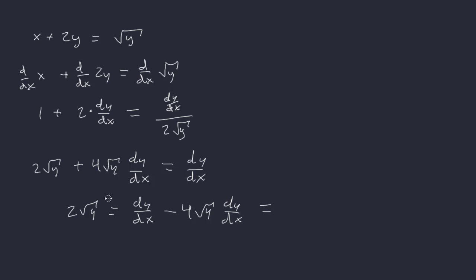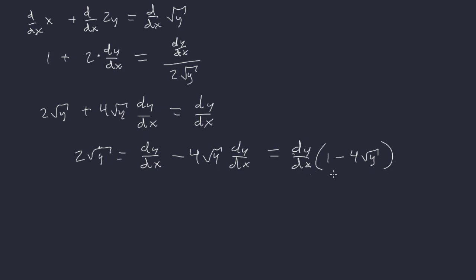So I'll go ahead and continue this chain of equal signs here to get dy/dx times 1 minus 4 root y. All right, and then we can just divide everything by this to get 2 root y over 1 minus 4 root y is equal to dy/dx. Okay, and there we go.